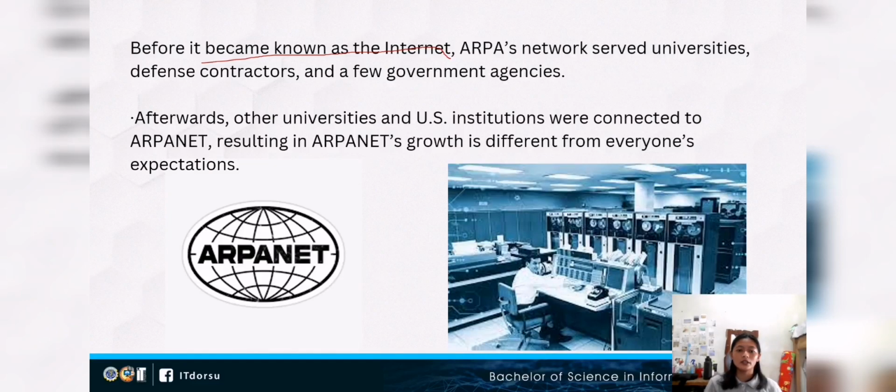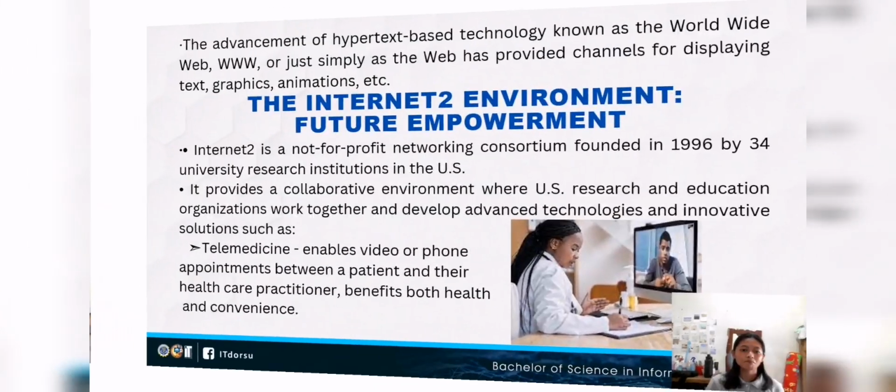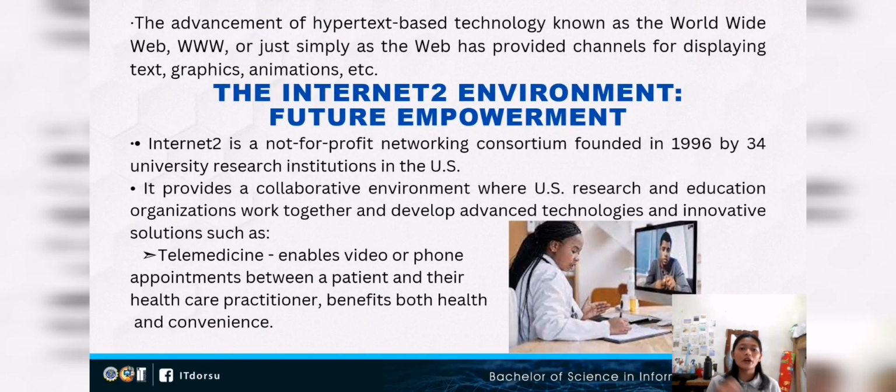Next is the advancement of hypertext-based technology known as the World Wide Web, or the WWW, or just simply as web, has provided channels for displaying text, graphics, animations, and etc. So let's proceed to the Internet 2 environment, or the future empowerment.